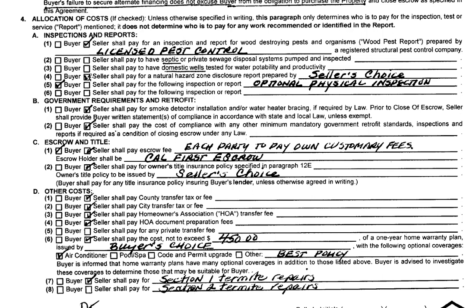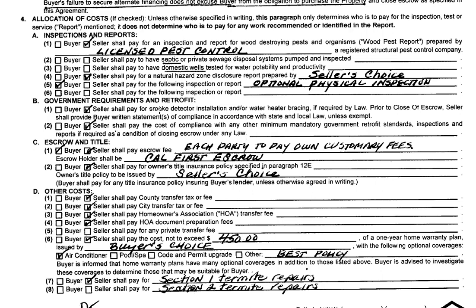Paragraph 4 is saying the seller shall pay for a natural hazard report, which is the seller's obligation. All the disclosures are the seller's obligation. Paragraph 5, we're saying that the buyer is going to pay for an optional physical inspection. It is optional. He does want to have it because there's things that always show up.